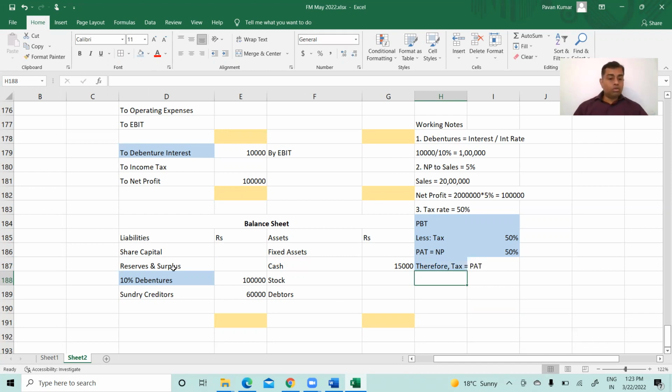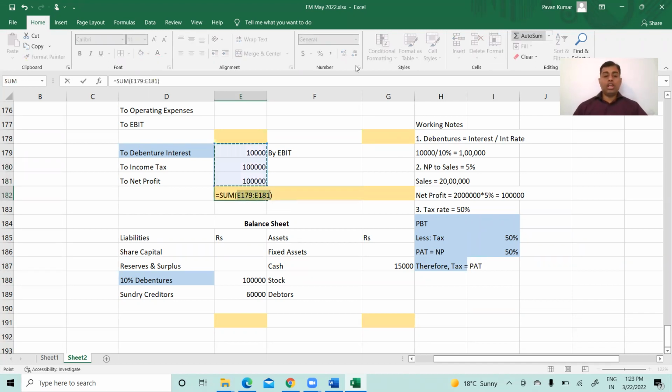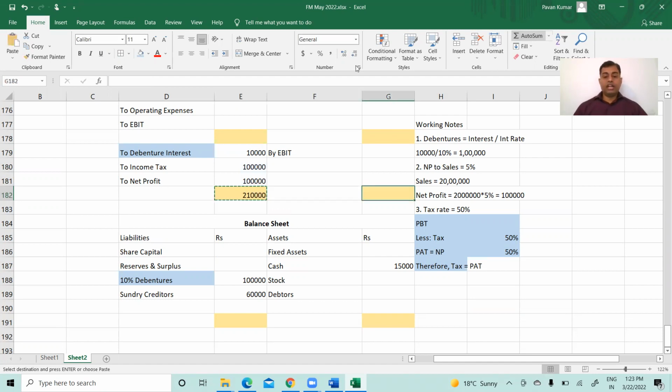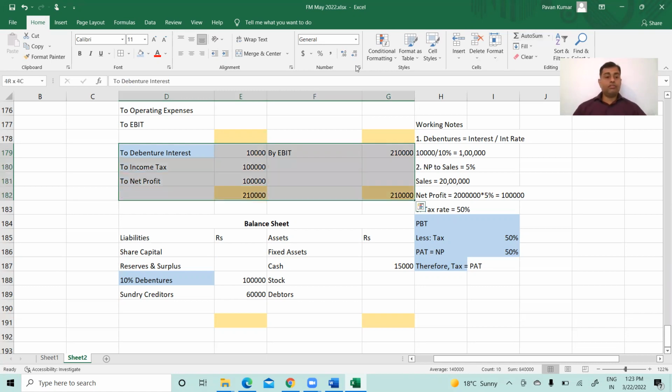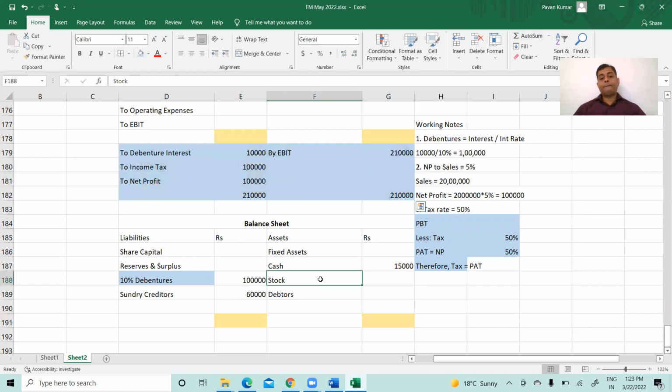Tax is equal to PAT. Now we know that PAT is 1 lakh. So can I say tax is 1 lakh? Now add the debits, 2,10,000. Bring it here, 2,10,000. So EBIT balancing figure 2,10,000. So do you understand this part, all of you? Till this clear? Very good.